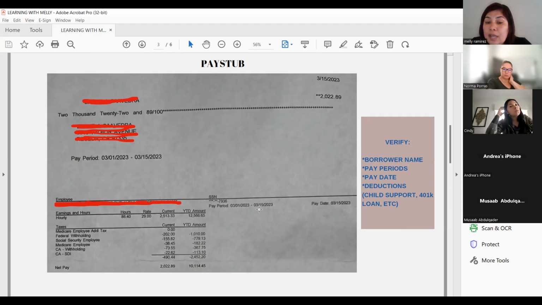Correct. So when you're doing your income calculation worksheet, it's going to ask you for number of months. When you're looking at the pay stub and it's asking you for number of months, okay, so it's March 15th. That's the last end of the pay period. So March has 30 days. We can't do 12,566 divided by 3, because it's not a full 3 months, correct? So it's been only 2 months and a half, we could say, right?